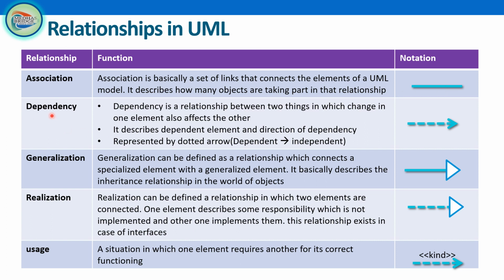Let's look at a dependency. Dependency is a relationship between two things in which change in one element also affects the other. It describes a dependent element and the direction of dependency, represented by dotted arrows, dependent to independent. This is the notation for dependency.